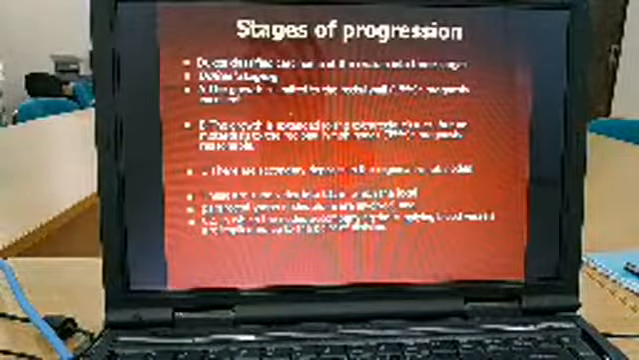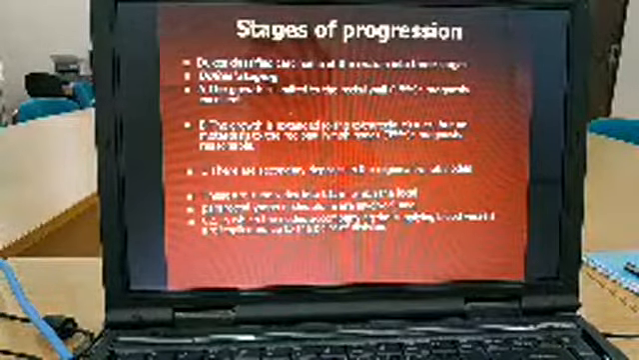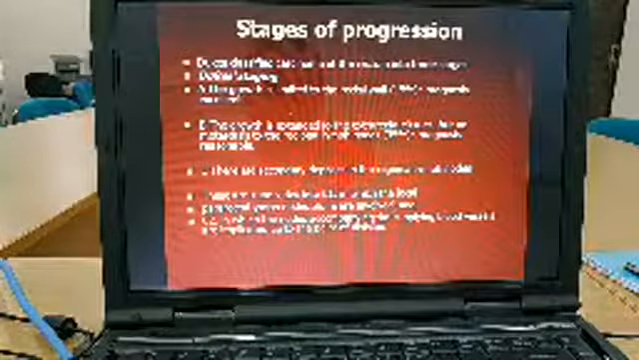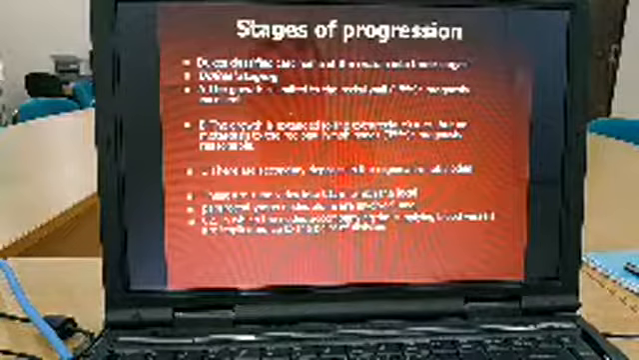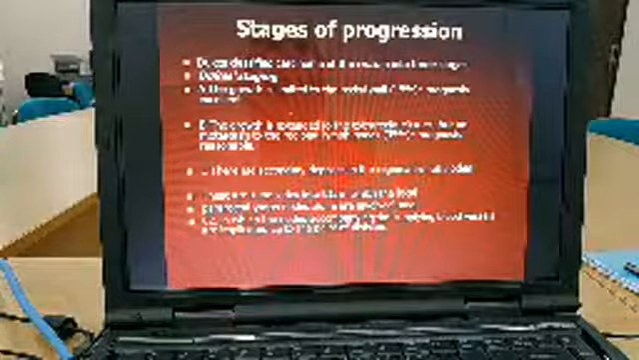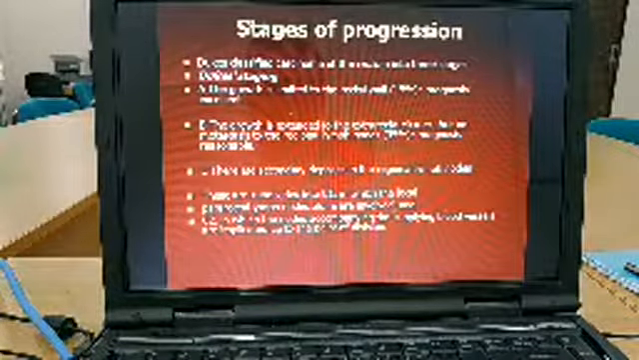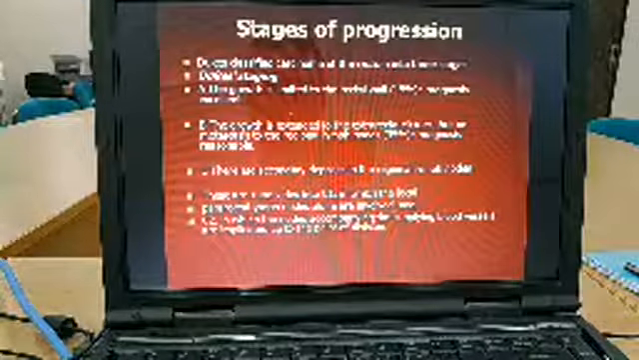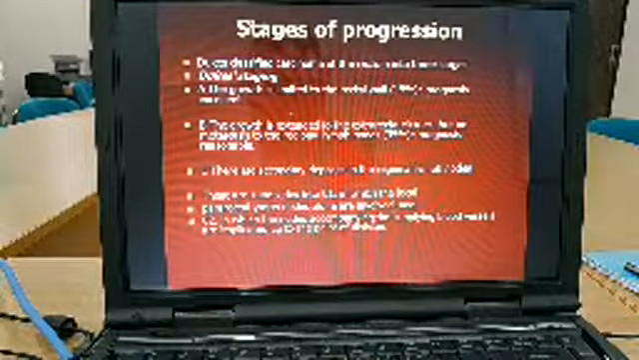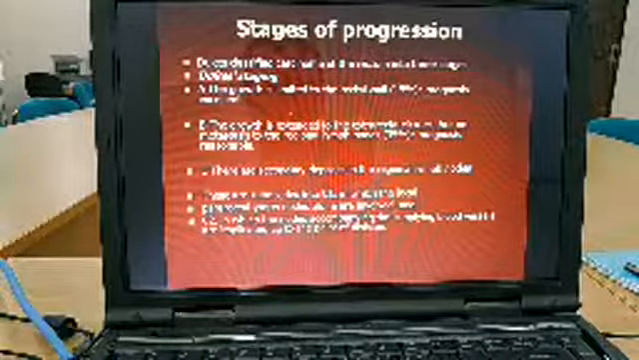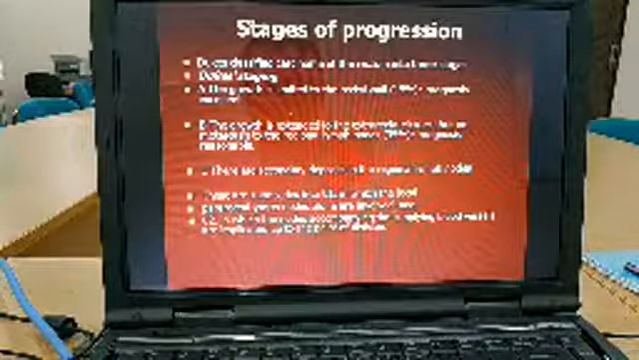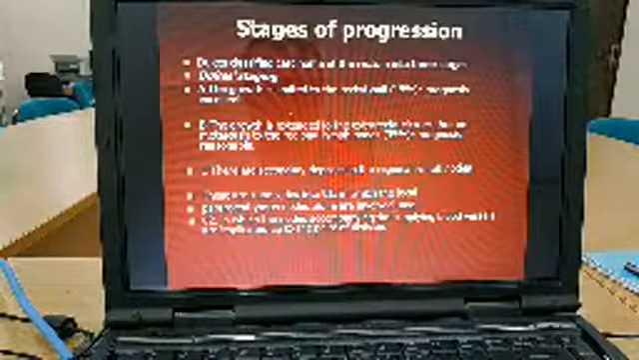Now the staging, this is very important. In treating a malignant tumor, there are basically 3 principles common to all. Number 1, you confirm the diagnosis. Number 2, you do the proper staging. And number 3, treatment according to the stage. This is common in all malignancies. So you must remember that there are 3 steps in treating a malignant tumor.